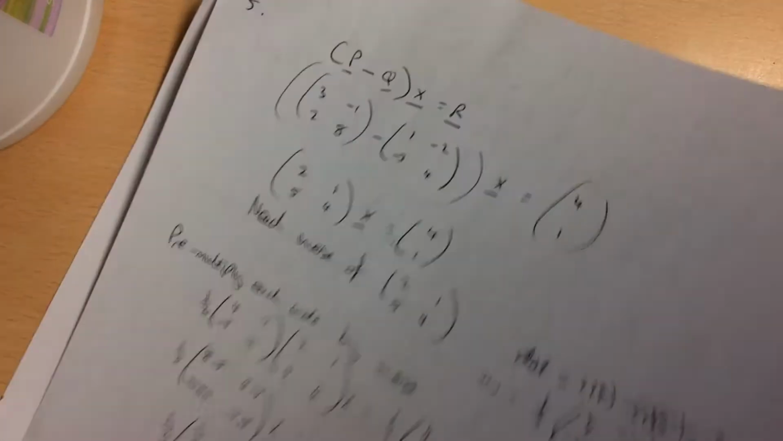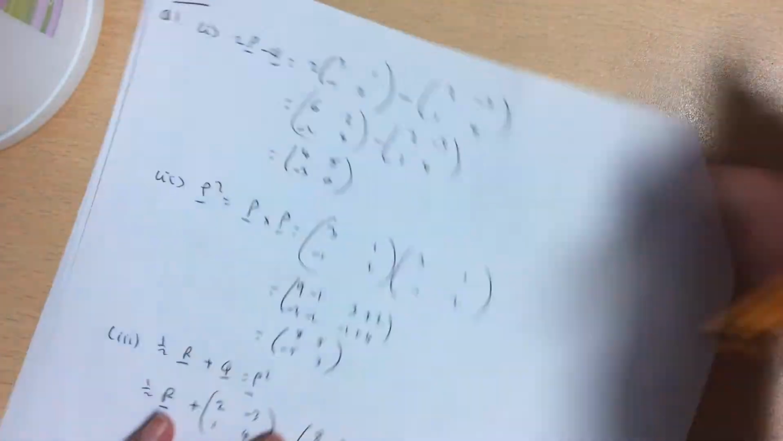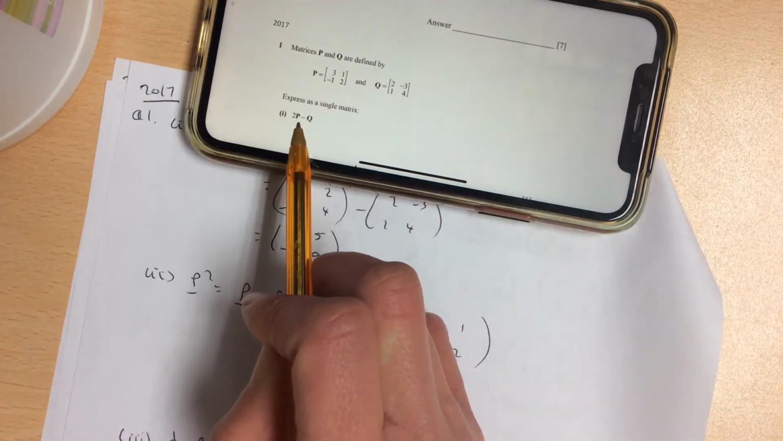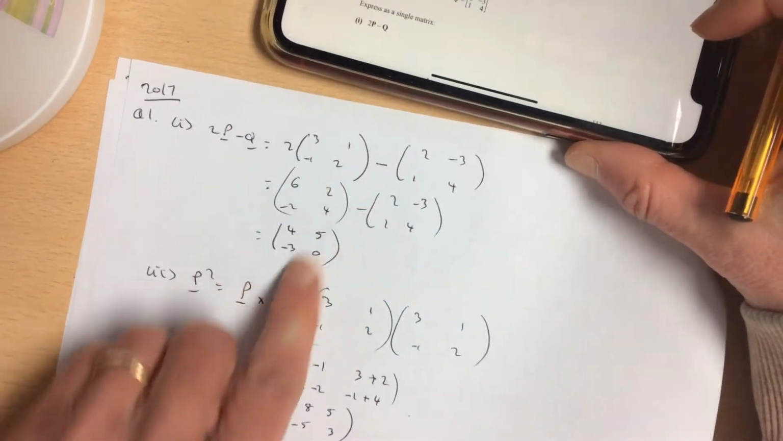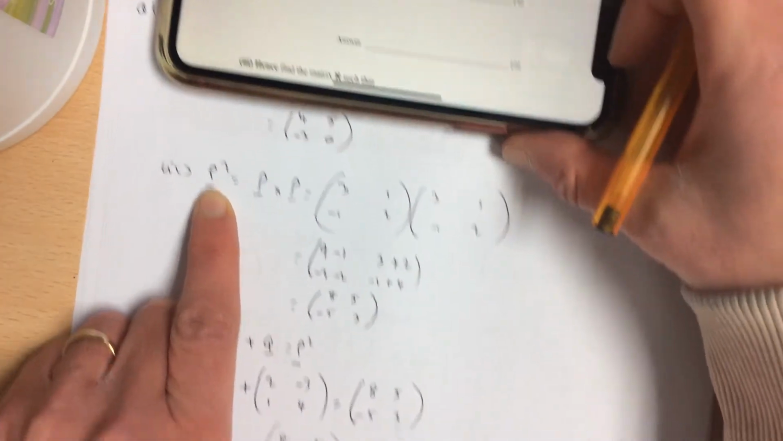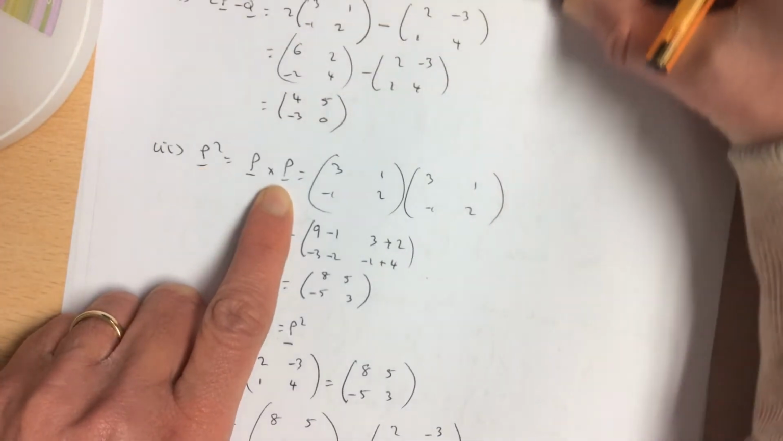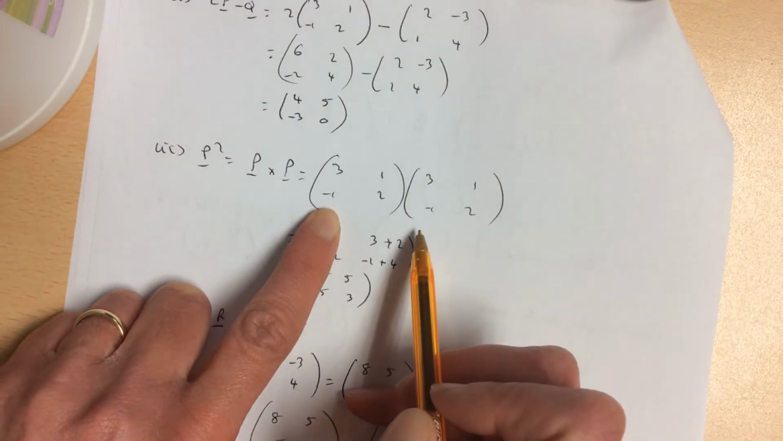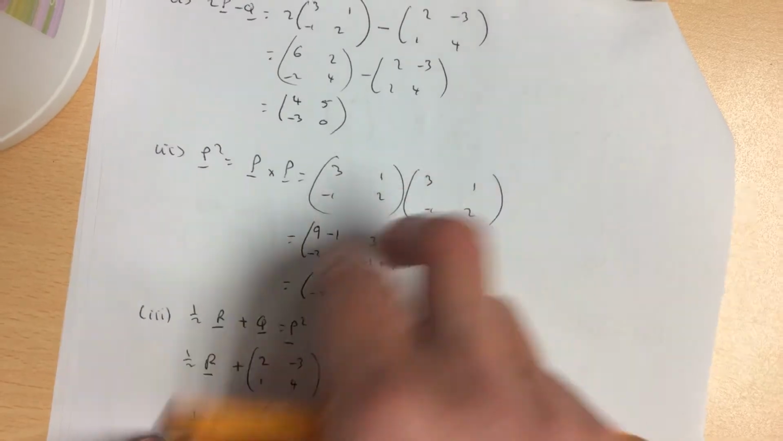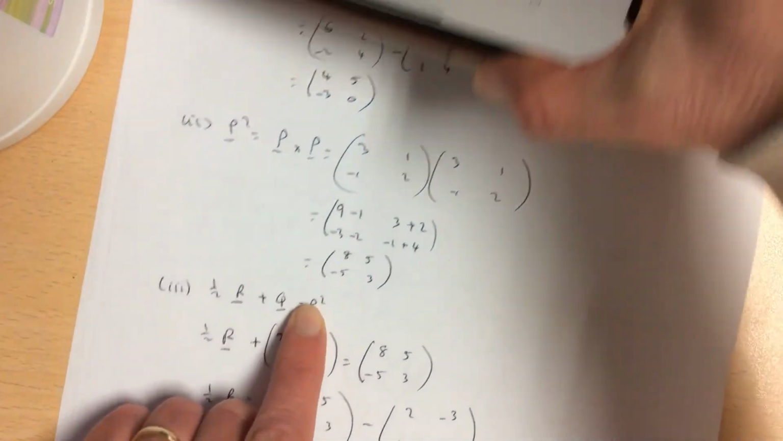The next one we're going to look at is a question from 2017. Again, I'm just going to talk you through it. It's a very similar question. 2 times the first, take away the Q. So that should be straightforward enough. P squared. Remember, P squared means P times P. So write out your P times P. It's not squaring each element, it's writing them out like this. Then do your lift and twist and tidy up.